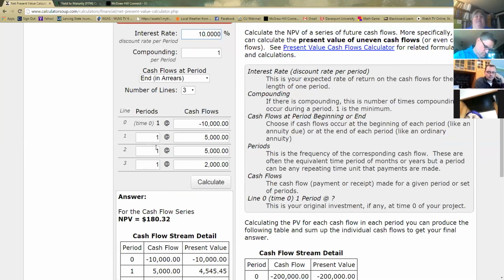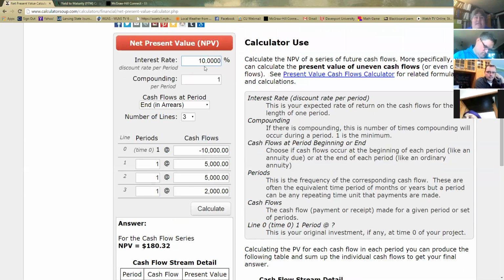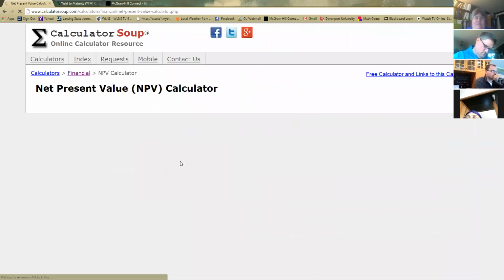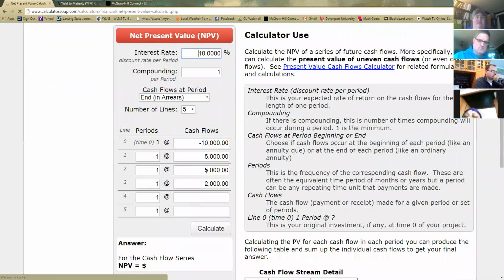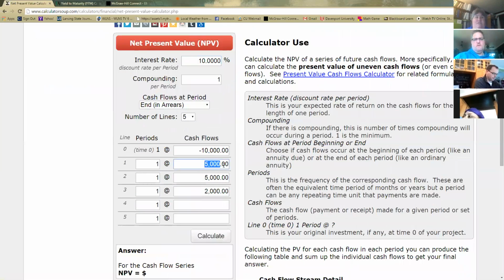If we type in the other investment, again using 10%, this time we're going to need 5 years, and our returns were, someone would help me out here again, I don't have the book out, 1,500, 1,500, 2,000, 2,500.